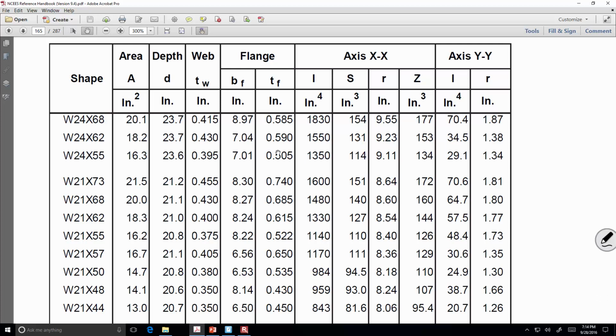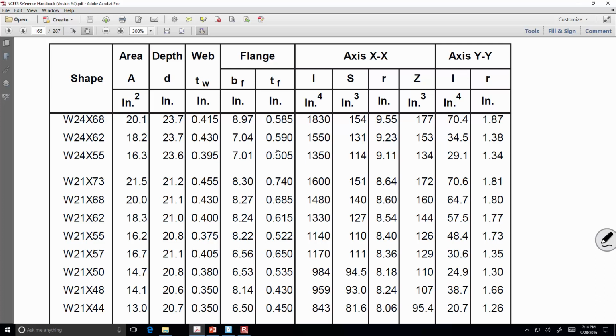Okay. Now, what I want to look at are the moments of inertia. So look here on the x-axis. I've got, what, 984, y-axis 24.9. You'll find when you take steel design, I don't really talk about the x-axis and the y-axis. I talk about the strong axis and the weak axis.